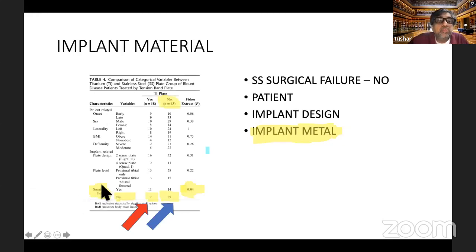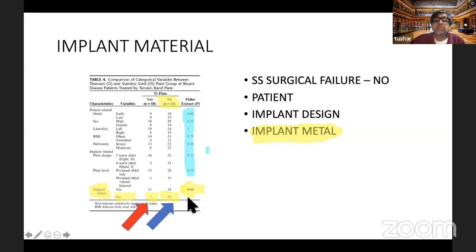Similarly, for patients with and without surgical failure, if you see here, that means they have used a steel plate. So with a titanium plate, yes, surgical failures are more, and when there is no titanium plate applied, there are fewer surgical failures. This is no surgical failure, numbers are higher. So that is statistically significant.